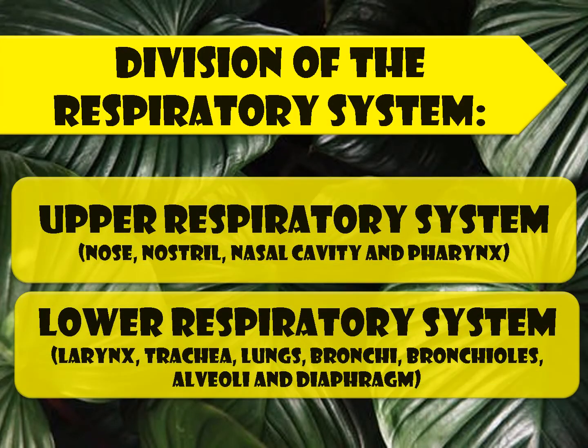As we said previously, the respiratory system is the organ system responsible for respiration. The respiratory system is subdivided into two parts. We have the upper respiratory system and the lower respiratory system. The upper respiratory system includes the nose, the nostril, the nasal cavity, and the pharynx. On the other hand, the lower respiratory system includes the larynx, the trachea, the lungs, the bronchi, bronchioles, alveoli, and diaphragm.